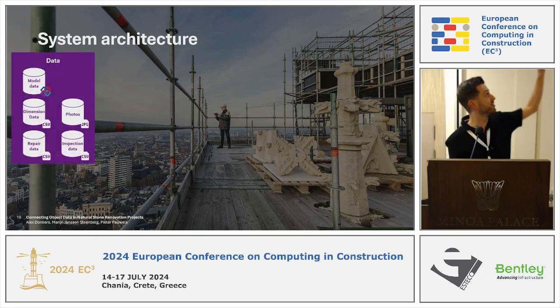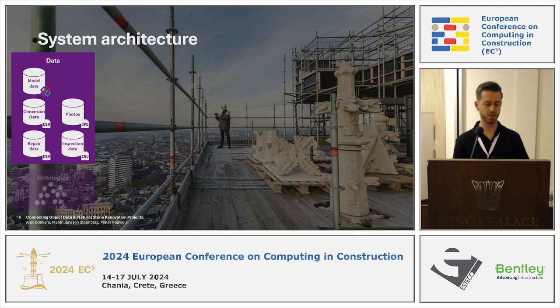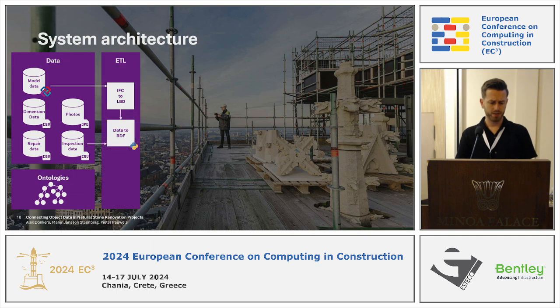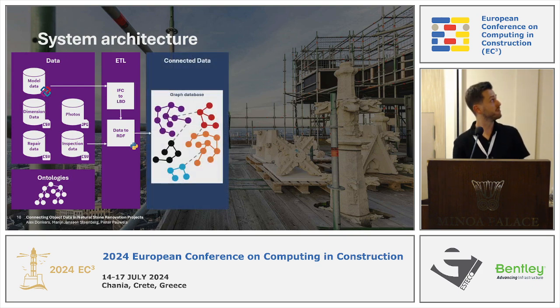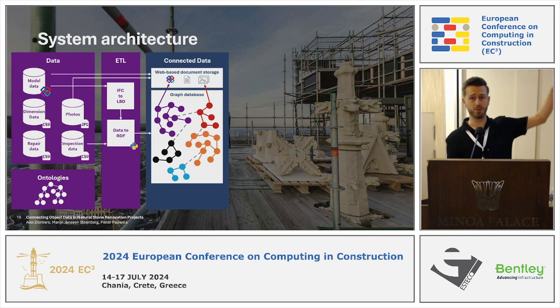So what we did, we had these silos of information. So we had IFC data, we had photos, we had spreadsheets with inspection data, etc. And we reused and created ontologies. Then we had an ETL pipeline to convert some of the data to graphs using the IFC to LBD converter and some custom Python scripts. So these are the graphs. Then we also had a web-based document storage where we stored the original files, and we then created links between the graphs and the original files.